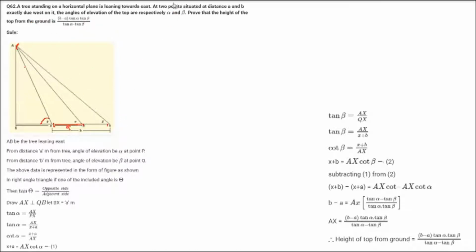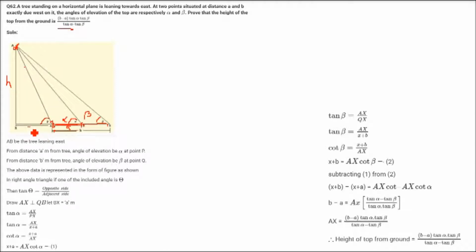And the second one, this is the point. So there are 2 points at A and B distance. From this point to this point it is B, and from here to here it is A. The angles of elevation are alpha and beta. So here it is alpha and here it is beta. Prove that the height of the top from the ground, this is the tree leaning, and this is the height we are talking about, h. So this is what h needs to be, and we have to prove this.